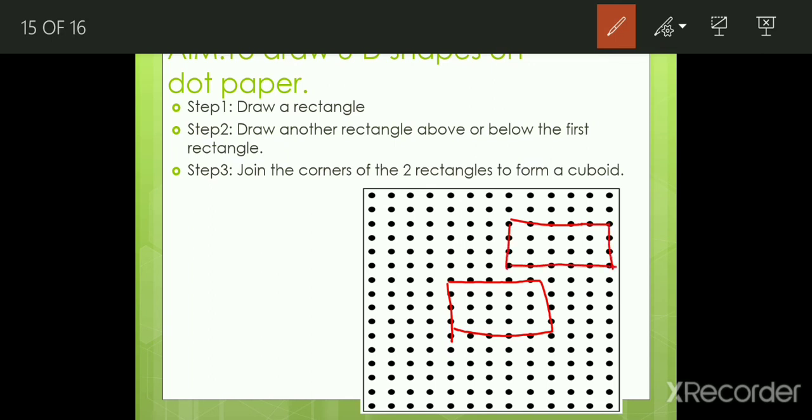Now, the first step is to draw a rectangle. The second step is to draw another rectangle above or below the first rectangle. So you can see I have drawn two different rectangles, right? And now the third and final step will be to join the corners of the two rectangles. So let us join these two corners, these two corners, these two corners, and these two corners. So the shape that we have now on our screen is a cuboid.